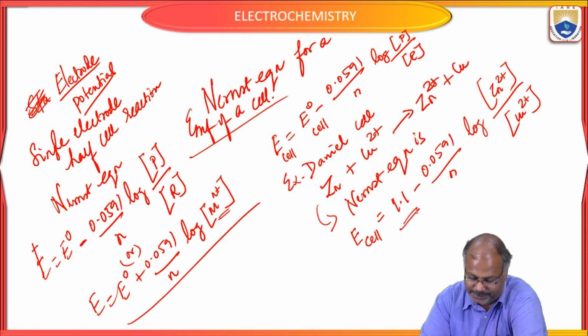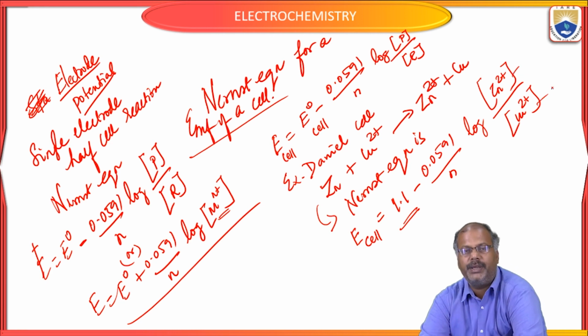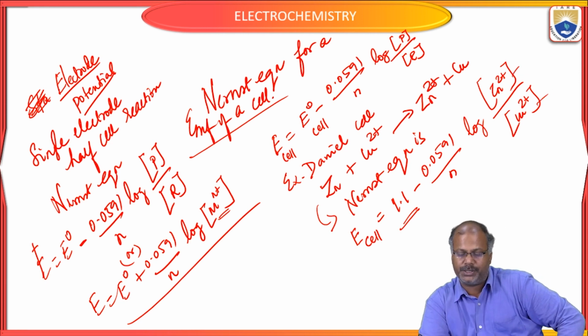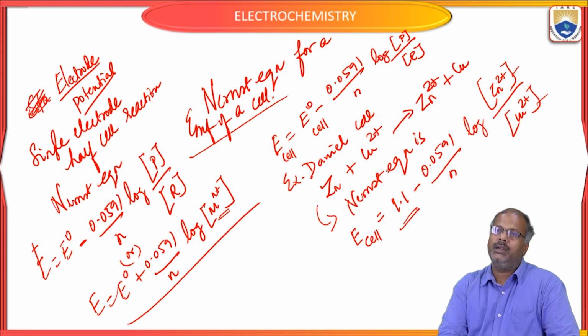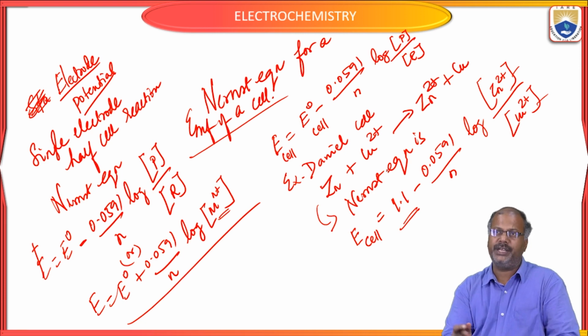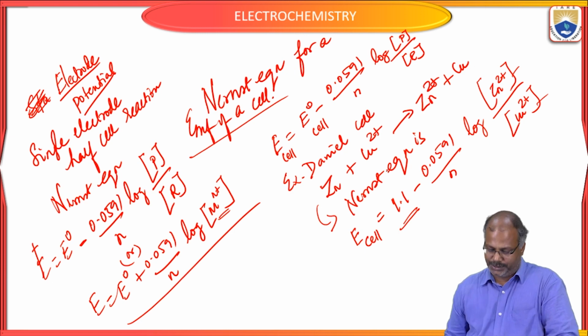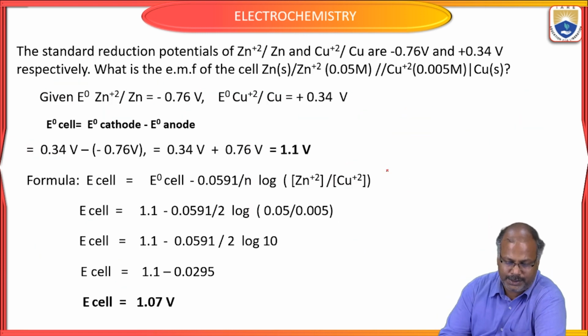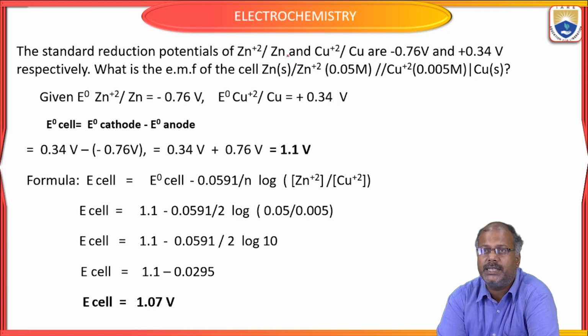So this is the standard EMF of the cell. Now the concentration may change, temperature may change. So this Nernst equation is used for calculating the electrode potential or EMF of a cell for non-standard conditions or any given conditions. Okay. Next, the standard reduction potentials of zinc and copper electrodes are given. What is the EMF of the cell?